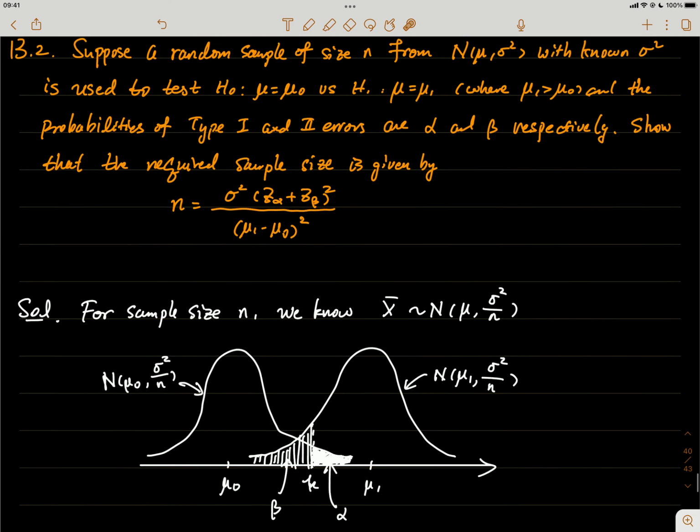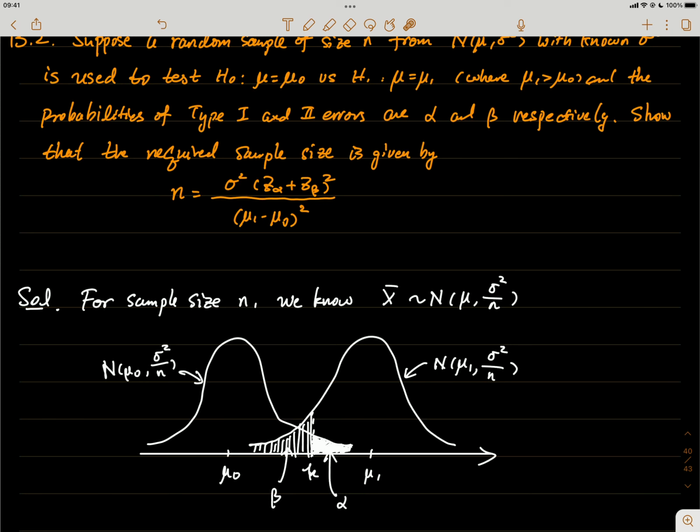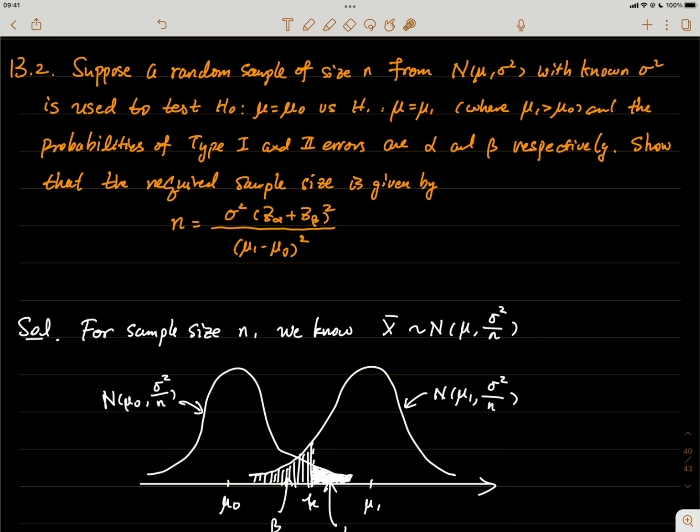So now for a random sample of size n, we know that the sample mean, remember we're going to estimate mu using the sample mean, follows the normal distribution with mu as the mean and sigma squared over n as the variance, because we have a random sample from this normal population. So under the null hypothesis, mu equals mu 0, which will give us this shape. And under the alternative hypothesis, we have this shape. Mu 1 is greater than mu 0.